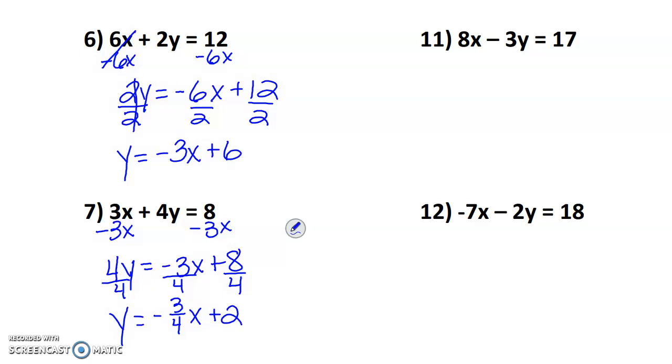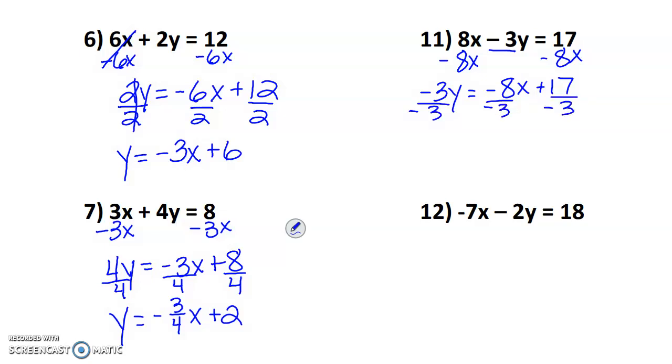Over on number 11, I'm going to start by subtracting that 8x from both sides since it was positive. I'm going to bring down, making sure I don't lose that, a negative 3y equals negative 8x plus 17. I'm going to divide everything by negative 3. I'm going to make sure I leave it in fraction form. I'm not going to use mixed numbers. It's going to be improper fractions. So this is going to give me a positive 8/3 x and then a negative 17/3.